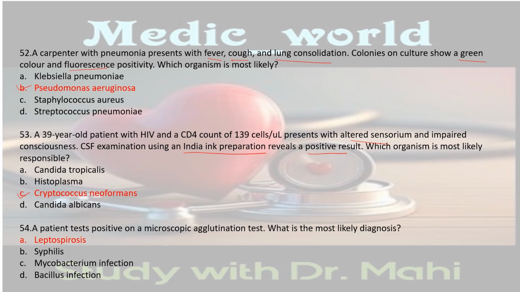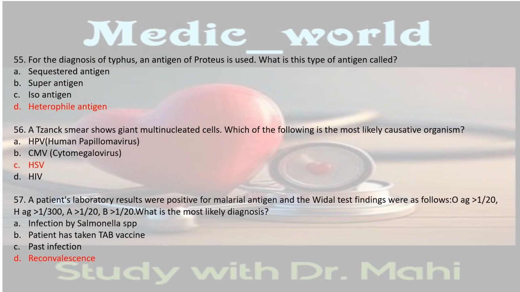Next question. A patient tests positive on a microscopic agglutination test. What is the most likely diagnosis? The answer here is leptospirosis. Next question. For the diagnosis of typhus, an antigen of Proteus is used. What is this type of antigen called? The answer is heterophile antigen.